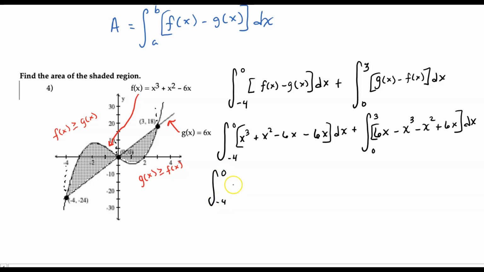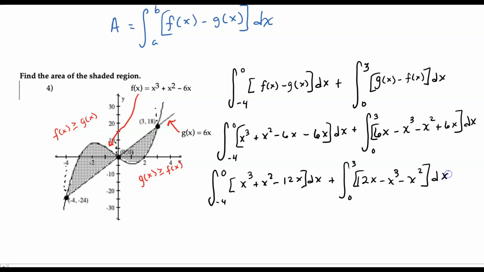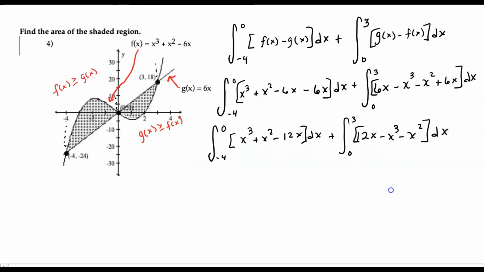So we're going to go ahead and do that, make it a little bit easier on ourselves. x cubed plus x squared minus 12x dx plus the integral from 0 to 3. And then I'm going to combine like terms again here. I end up with something like 12x minus x cubed minus x squared, and then again with respect to x. And so now I think I'm ready to take the antiderivative of all of this stuff.